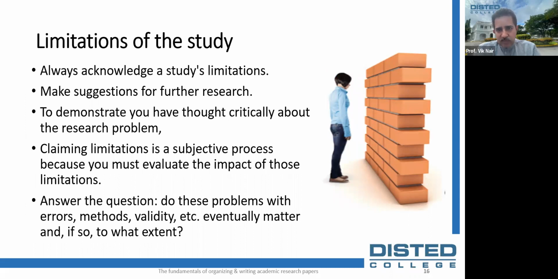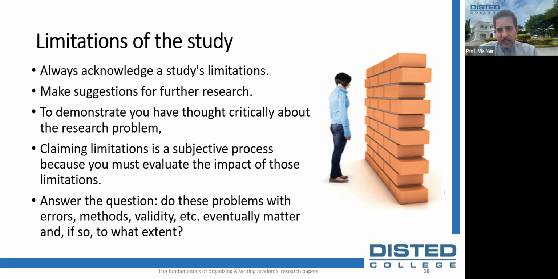Limitation of the study. Again, I keep reminding you, limitation can appear in the discussion or in the conclusion. Always acknowledge a study's limitation. It is far better to acknowledge this, okay? As I've said earlier, if you don't acknowledge this and someone else points out a problem in your study, then it becomes a problem of accepting the findings of your study.